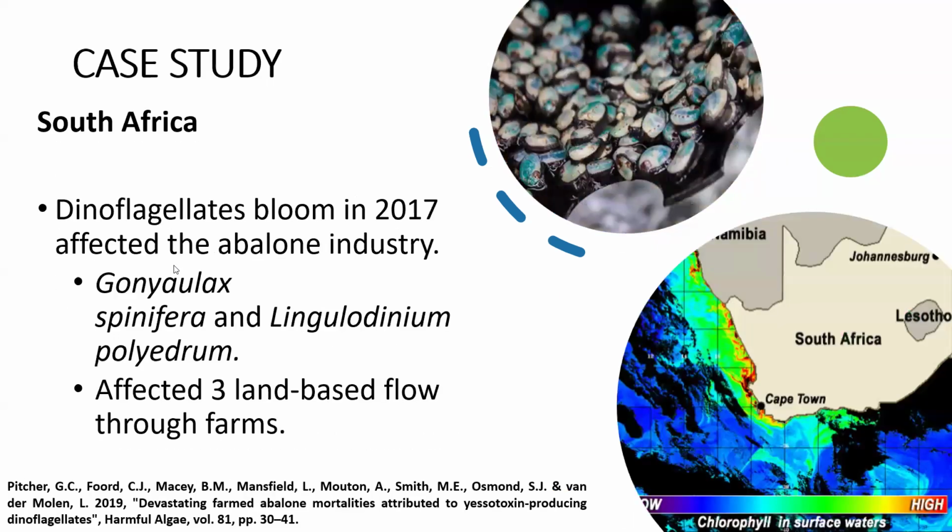Similarly, in 2017, a large dinoflagellate bloom in Walker Bay, South Africa, impacted 3 land-based abalone farms, resulting in the death of several million animals. Now, this bloom was dominated by 2 dinoflagellate species, and toxin concentrations were found to be highest in the gills, which showed severe and generalized disruption of the gill epithelium, characterized by degeneration and necrosis.